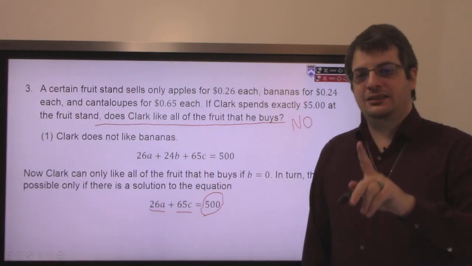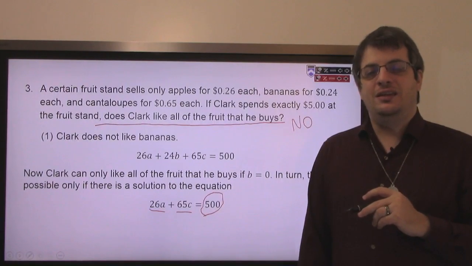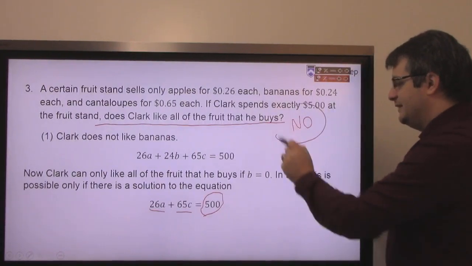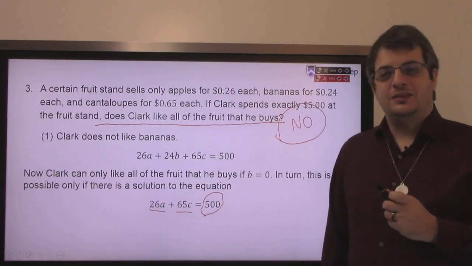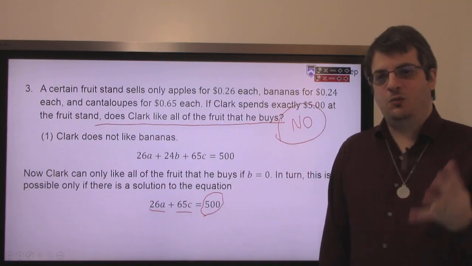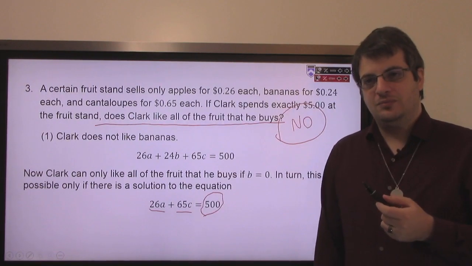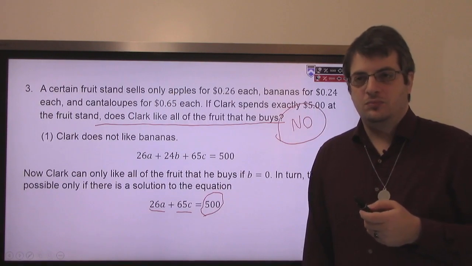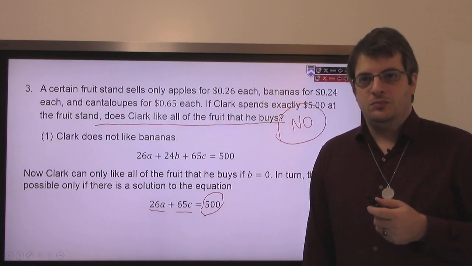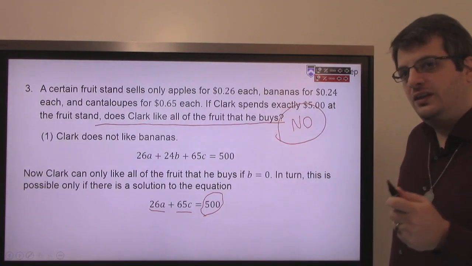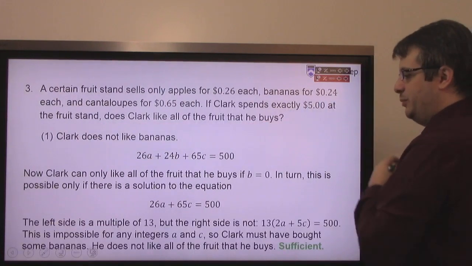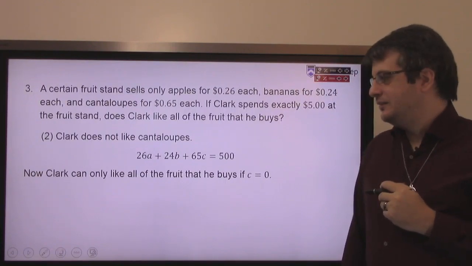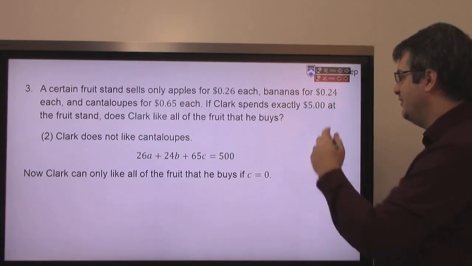But that is sufficient. Do you agree that this statement is 100% sufficient to answer the question? I literally just did. The answer is no. Agreed? Statement 1 sufficient. Statement 1 is entirely sufficient, and that's why. Same principle as the last question. Now look at statement 2. Now he doesn't like cantaloupes. He can only like all the fruit that he buys if C equals 0.